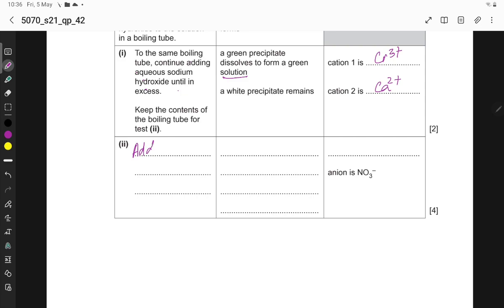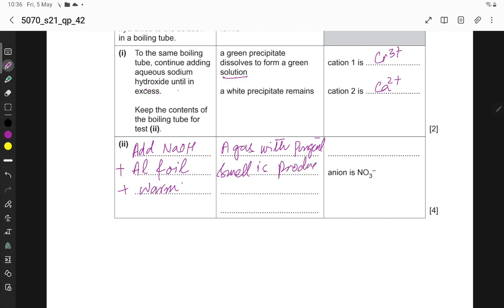Add sodium hydroxide plus aluminum foil plus form the solution. So a gas with pungent smell is produced, which turns damp red litmus paper blue.